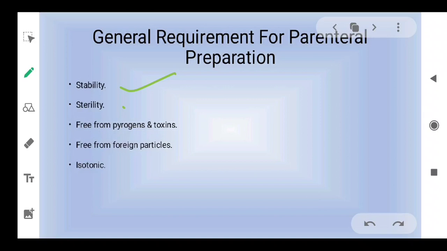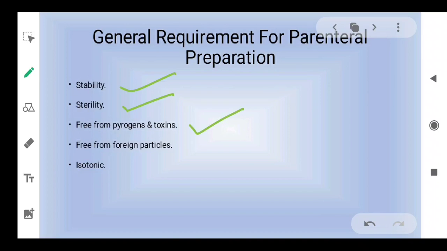Next is sterility, which means it should be free from microorganisms. This can be achieved by following valid sterilization procedures for all components, valid procedures for aseptic filtration, design and maintenance of the clean room, valid test methods for sterility of the product, and maintenance of closure and container integrity.